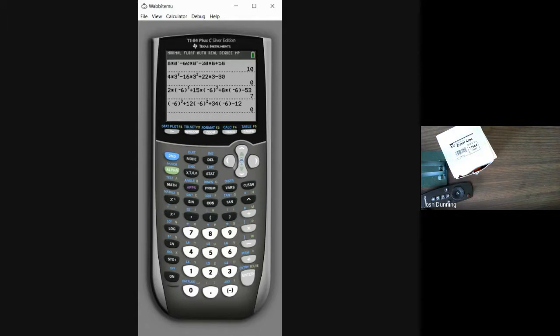Now just real quick, I'll have you try number 6 when you get to this part. Make sure you plug in, don't forget to change the sign, negative 8, and don't forget to use parentheses.